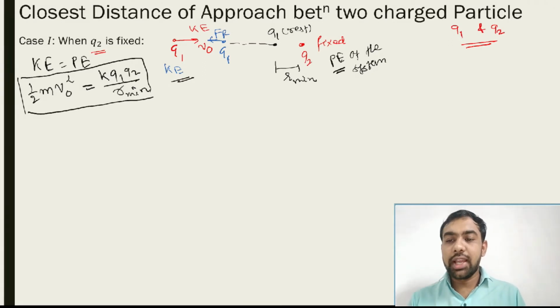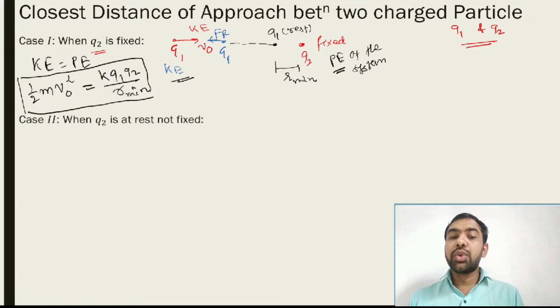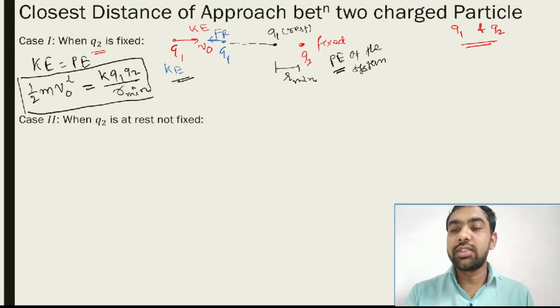Okay, now let's come to the second case. The second case is when Q2 is at rest but not fixed, and the charged particle Q1 is moving. Q2 is at rest but it is not fixed. So what happens in this situation? Consider this type of situation.